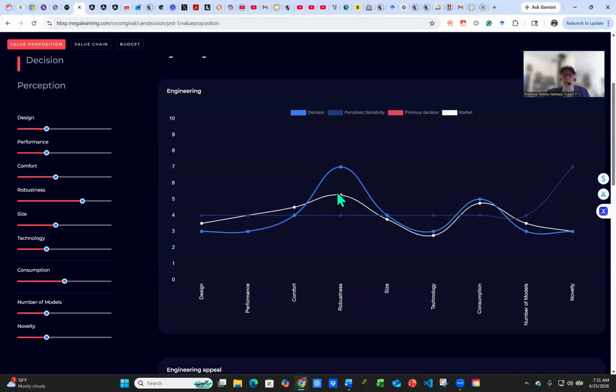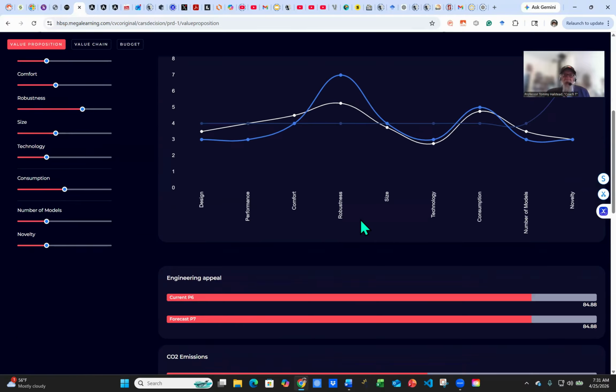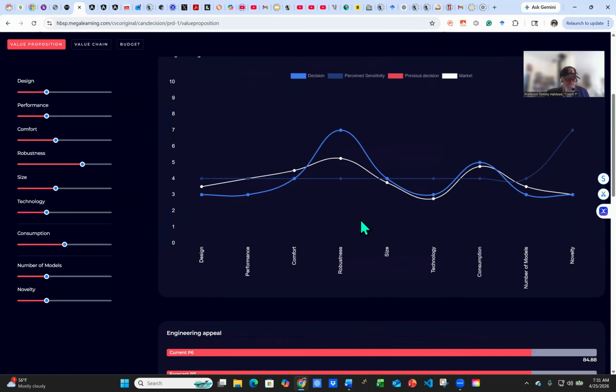What is this, like a 7 or 8? Let me see. Yeah, that's a 7. So that's quite a bit on robustness. Everything else is matched perfectly. So that's just one thing you may want to look at, although again, Red is doing great.